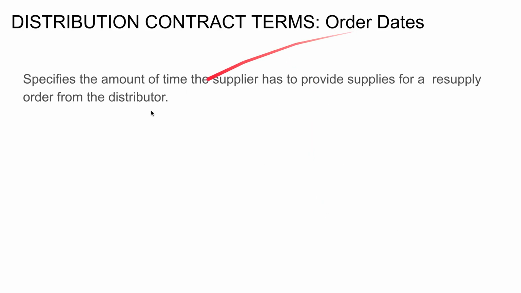Next is the order dates. This specifies the amount of time the supplier has to provide supplies for a resupply order from the distributor. So maybe Vaughn's has sold all of Hershey's bars. They make an order to Hershey's. Hershey's has, within the week, to resupply.